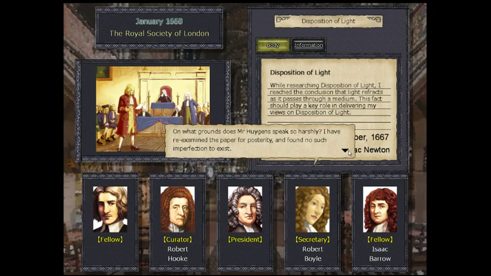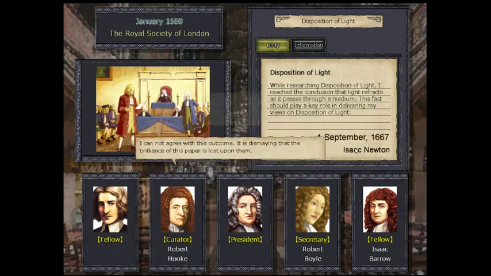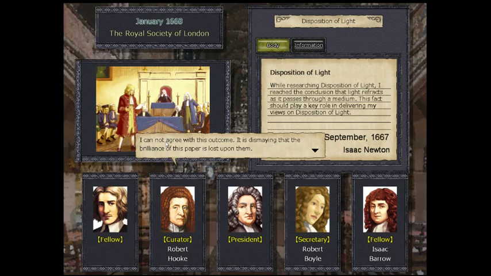Alright, Robert Boyle's backing me up. The criticisms are farcically inaccurate. I do not accept a paper with such glaring imperfection. I'd not have accepted a paper with such glaring imperfection. That's the curator, or the president. Oh, curator, what do you make of this matter? I cannot agree with this outcome. It is dismaying that the brilliance of this paper lost upon them. Good. Hook is now backing me up.